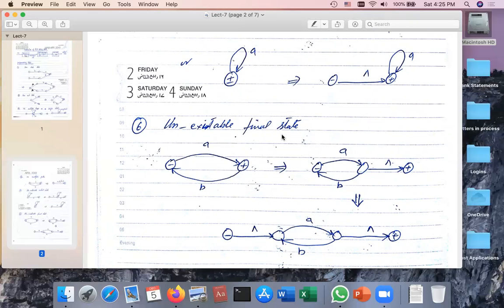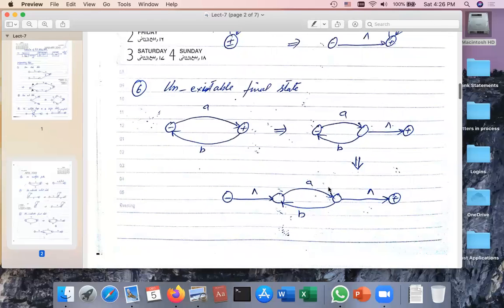Executable final states, which means that no final state can have an outer degree. For example, here this is a state, but this is the final state, and it has an outer degree with an edge labeled with B. So how can we remove that? So you have to introduce another state, then you can call it final state, and you have to introduce null transition here.